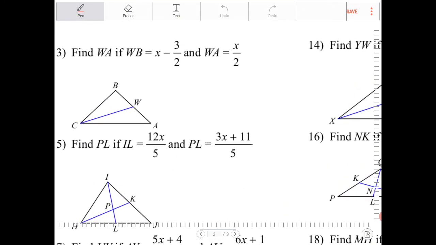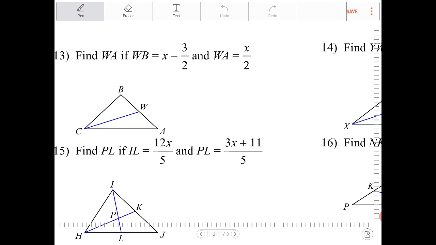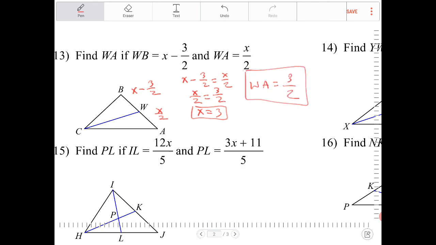Okay. Question 13. Find WA if WB is equal to x minus 3 halves. WB is x minus 3 halves. WA is x over 2. So x minus 3 halves is equal to x over 2. If I subtract x over 2 from both sides, I end up with x over 2. Add 3 halves to both sides, and I end up with x over 2 is equal to 3 halves. X will therefore equal 3. And since x is equal to 3 and I'm asked to find WA, it is equal to 3 halves, or 1.5.